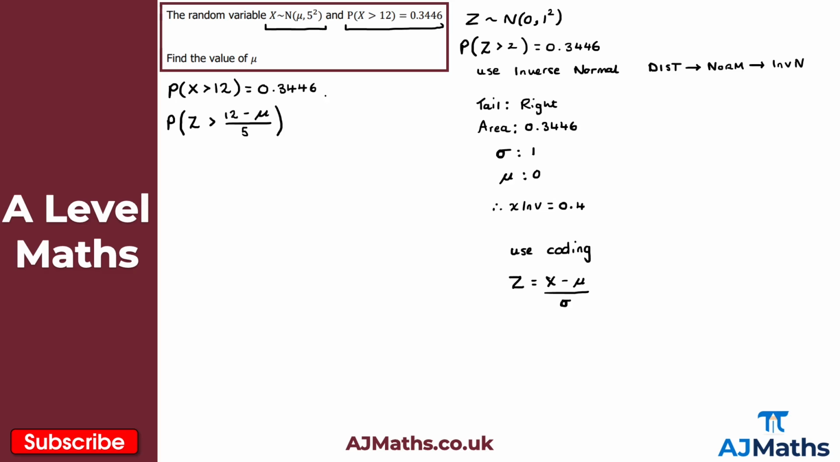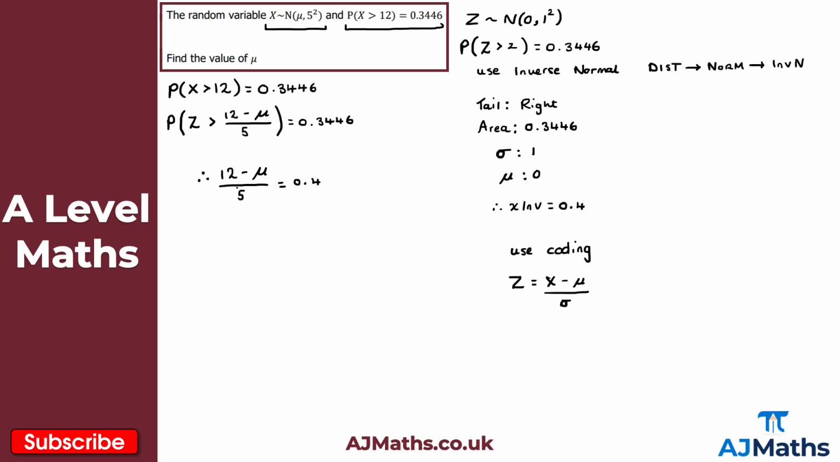This here is equal to the same value, 0.3446. So now what I've got here is 12 minus mu over 5, but this is equal to this x inverse value. And from here we can now easily find the value of mu. Therefore 12 minus mu, all over 5, is equal to 0.4.